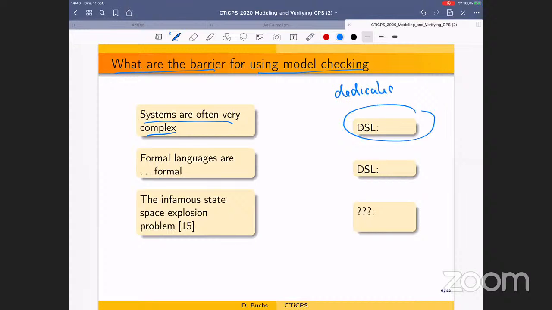language. For instance, a DSL defined for the particular systems that we are studying. If you look at the literature, for instance, Promela is defined for concurrent processes. So this is a DSL, but you can imagine a more dedicated DSL for a specific domain.